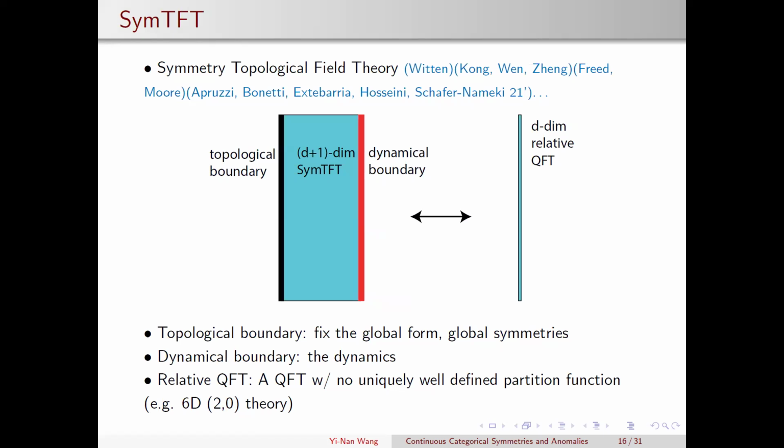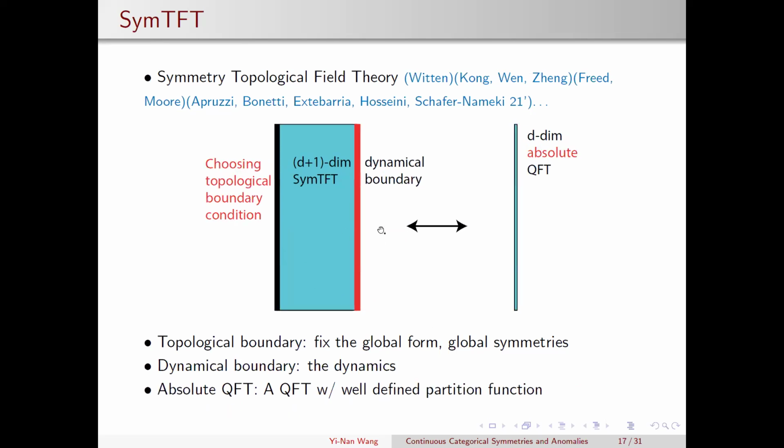I think all the audience here are experts, so I don't want to spend too much time on the basics of SymTFTs. It's basically, you have the slab, with the topological boundary and the dynamical boundary on its sides. Before assigning appropriate boundary conditions, we just get a relative QFT with only partition vectors. And only after choosing proper boundary conditions can we get an absolute theory.